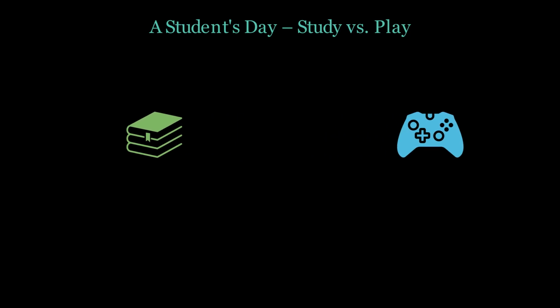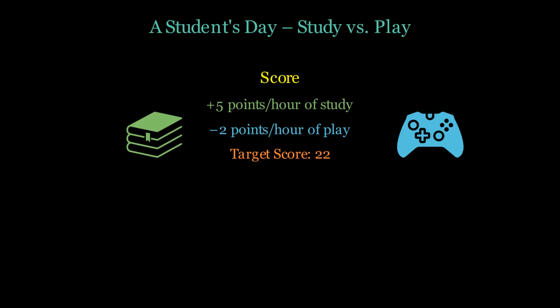Now, here's the catch, his mom uses a score to track him. Each hour of studying gives him 5 points. Each hour of playing deducts 2. To keep mom happy, the total score must be exactly 22. He has to decide if he wants to make his mom happy, sad, or neutral.